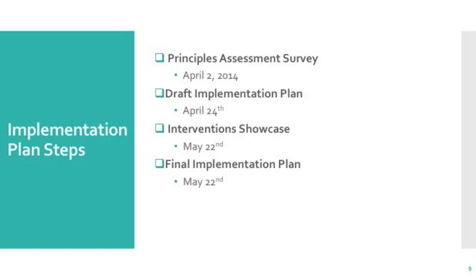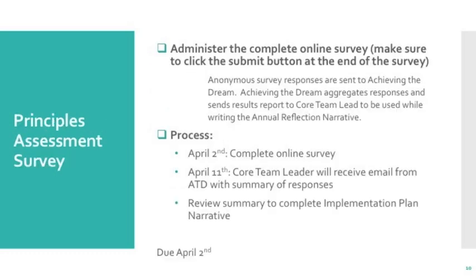And then finally is the final implementation plan. This is due to Achieving the Dream by May 22nd. We will then discuss this plan with your coaches and provide you with feedback in early fall. So we're now going to look at each of the steps in a little bit more depth. So if we start with the Principals Assessment Survey.